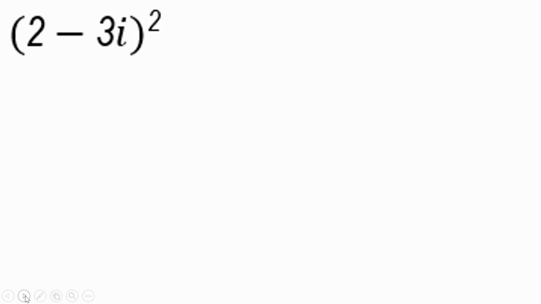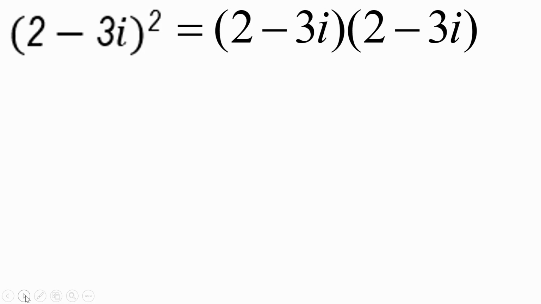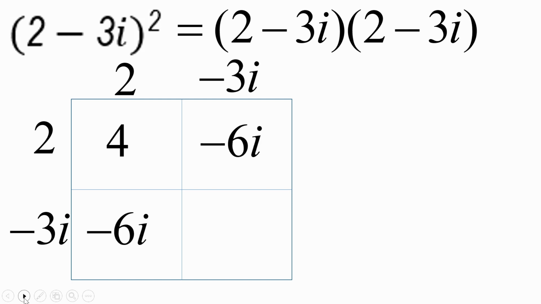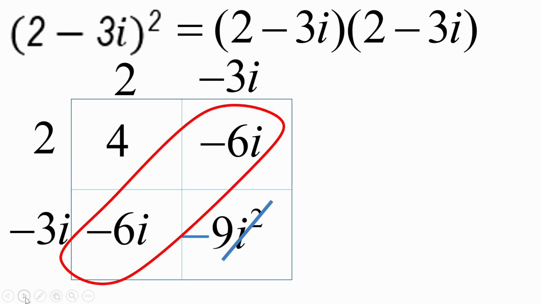All right, if I have 2 minus 3i squared, this is the same thing as saying 2 minus 3i times 2 minus 3i. So in this case, both of those parentheses will be negative. So now I can go ahead and use my box method to multiply this out, or double distribute, whichever you prefer. So I'm going to multiply each box. I'm going to remember that i squared is really -1, so I'm going to cross that out and make that a -9. My like terms are on the diagonal, so that'll be -12i.